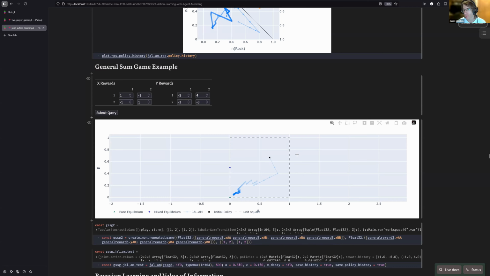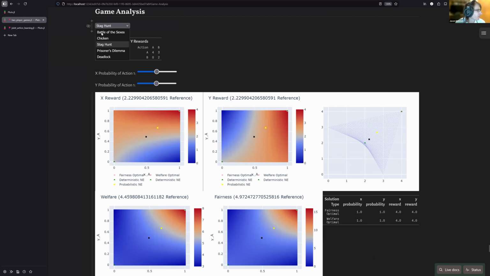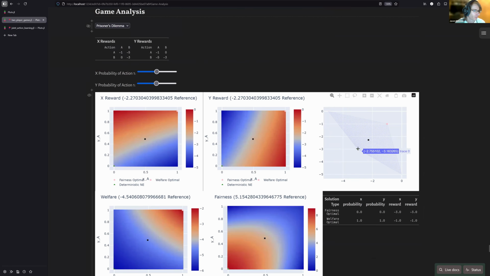But whether there's a pure or mixed equilibrium, it just depends on the game itself. In general, we can have a combination of them. But there's always at least one. And here, we change the game, right? So Prisoner's Dilemma is an example of a game that only has a pure equilibrium.